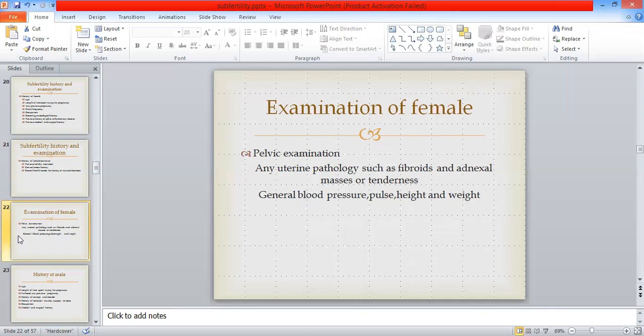In general examination, as I have already told you in the history, the thyroid is important. So palpation of the thyroid is also important in the female partner.